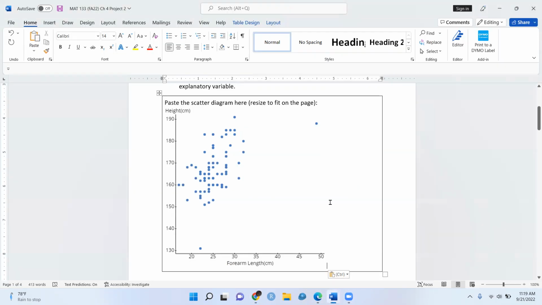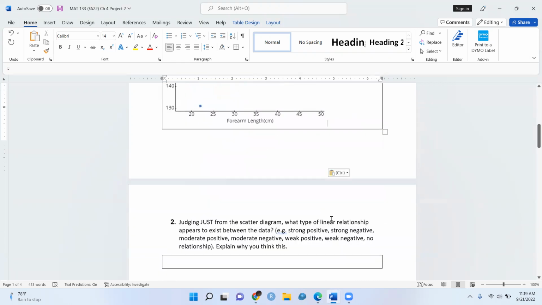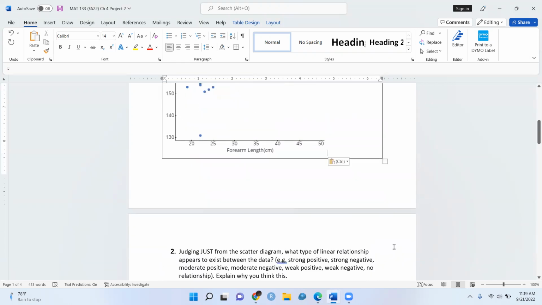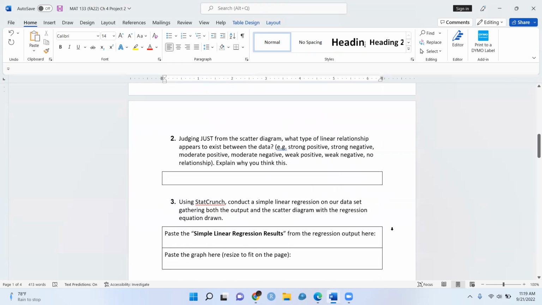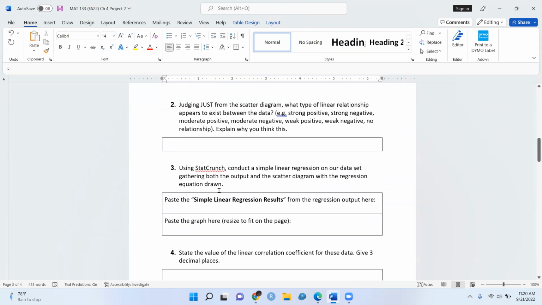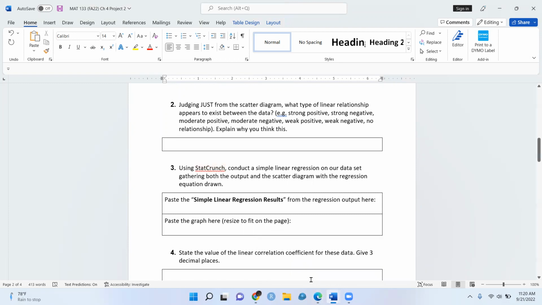How are we doing on that? Is everyone good with the scatter plot? I think, how about, can I just let you try this? Tell me what kind of relationship you think there is, or you do it, and then we're going to do the simple linear regression. Well, I guess let me show you that part, unless you already know it.